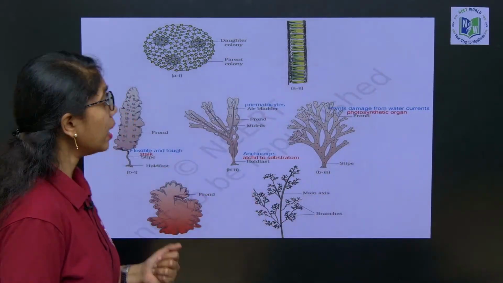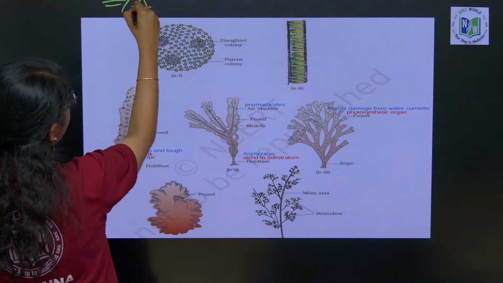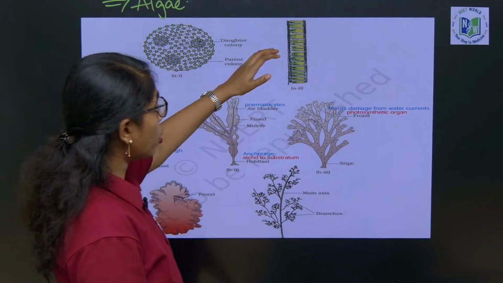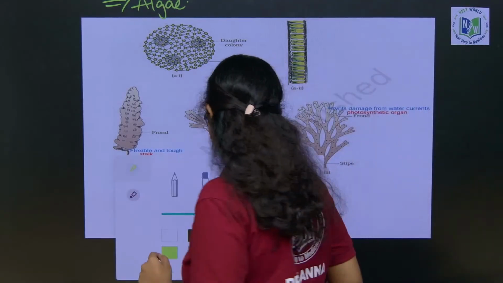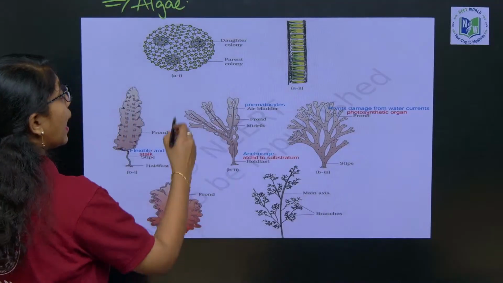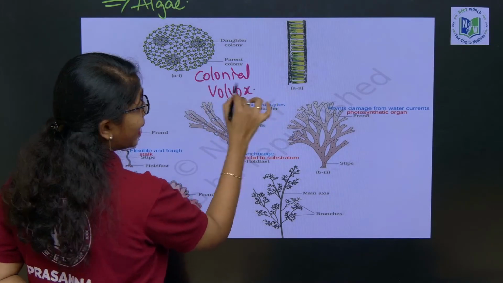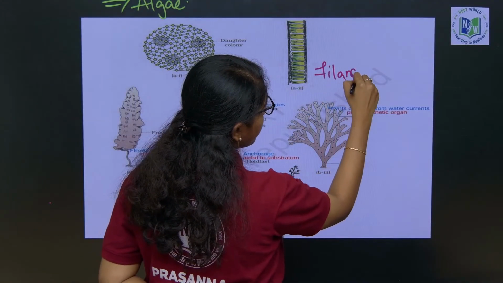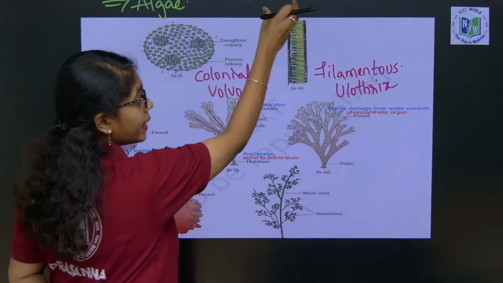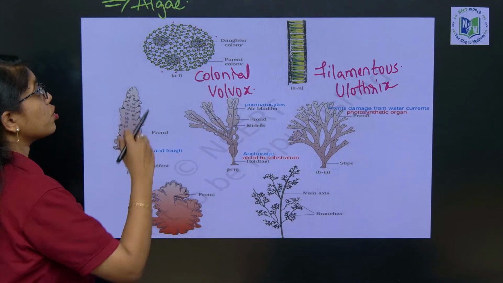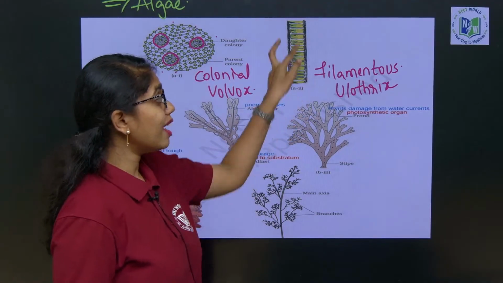Coming to the plant kingdom, in the plant kingdom we have different types of algae. First is chlorophyceae, second is phaeophyceae, third is rhodophyceae. The very first chlorophycean members, the diagrams given in our NCERT, are colonial Volvox and filamentous green algae, that is Ulothrix. Here you see the daughter colonies present in the main colony of Volvox, and these are the filamentous Ulothrix.